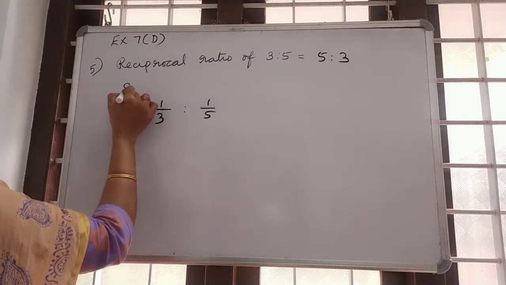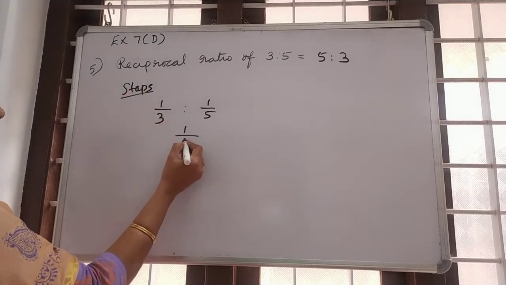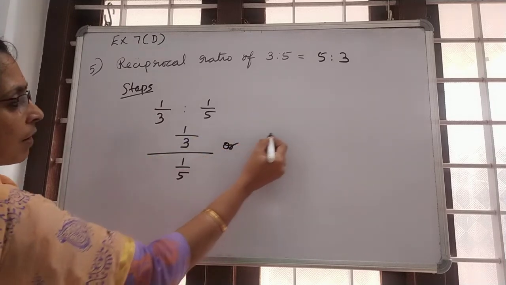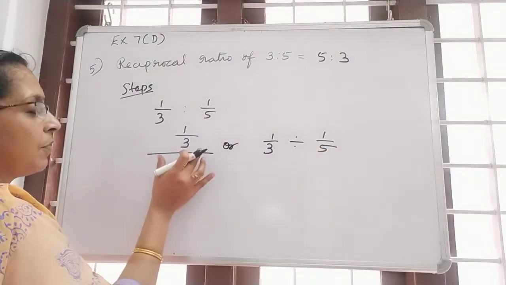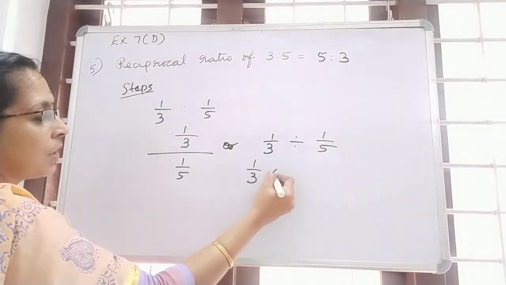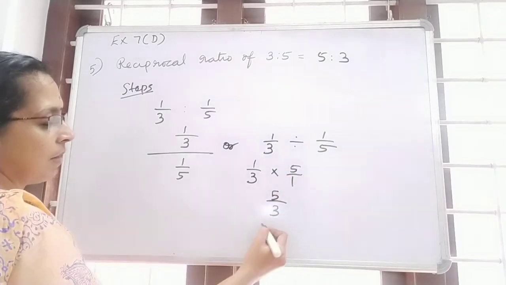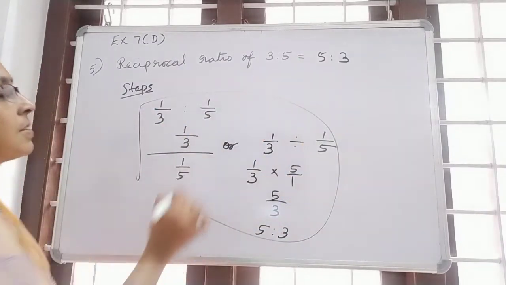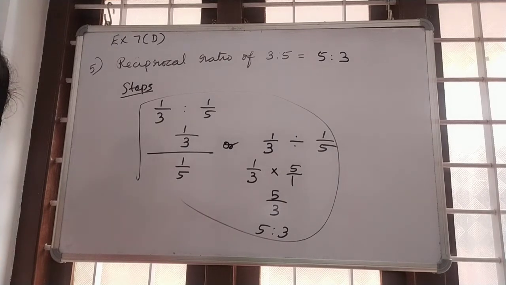This is a step. 1 by 3 is to 1 by 5. This we can write in fraction form: 1 by 3 divided by 1 by 5. So taking the reciprocal, if this way is difficult for you, write the division sign. So 1 by 3 into 5 by 1 will become 5 by 3, that is in ratio form 5 is to 3. This is the steps. So you can directly write this, 3 is to 5 is equal to 5 is to 3, reciprocal ratio. Okay.